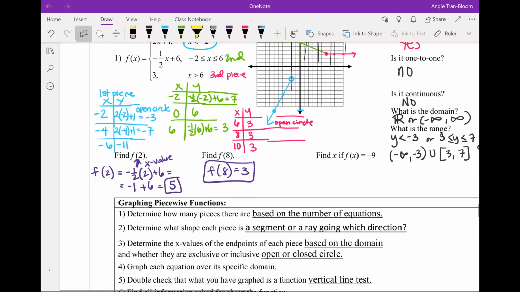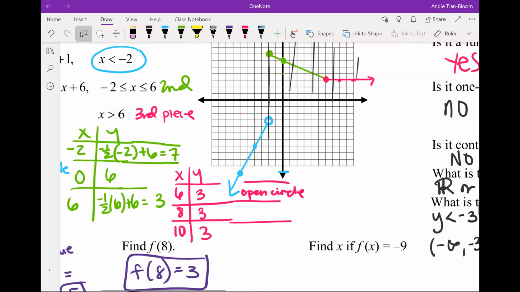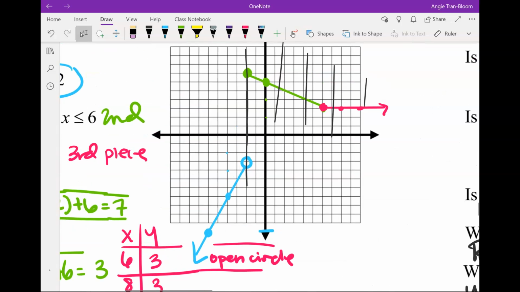How about the last one? What are we looking for? Are we looking for x or y? It says find x when y is what? Negative 9. All right. Out of those three pieces, which one has a y value of negative 9? The blue piece, the green piece, or the red piece? The first, right? When y is negative 9, what is x? Will you agree that this is negative 9 right here?